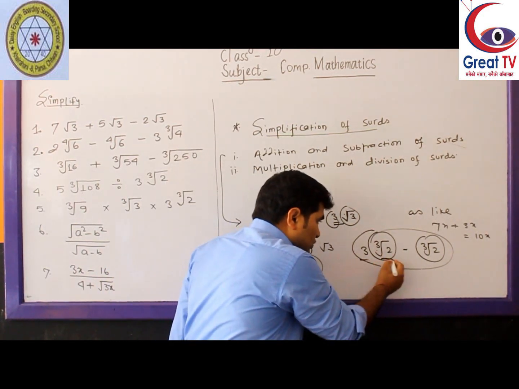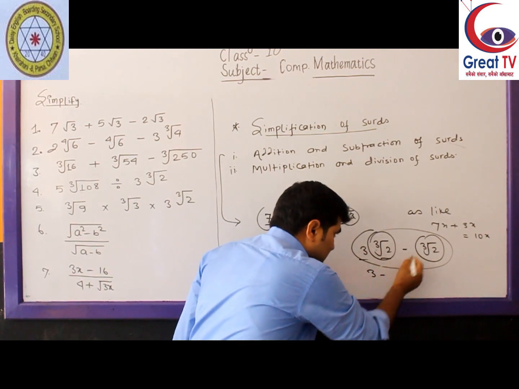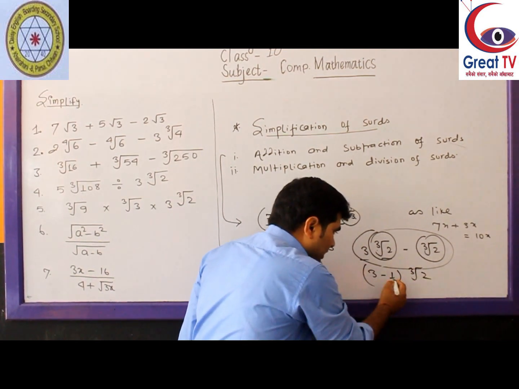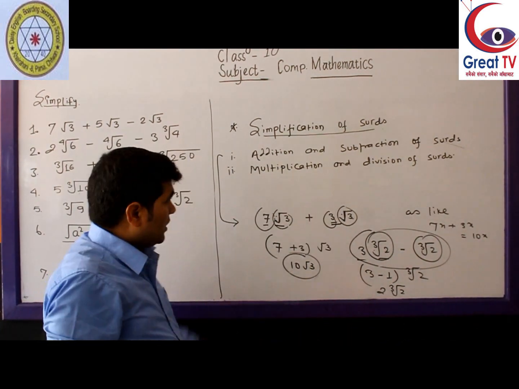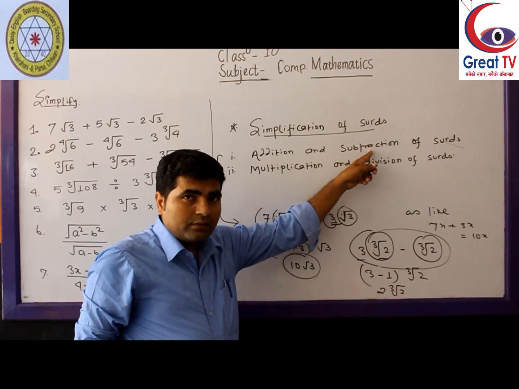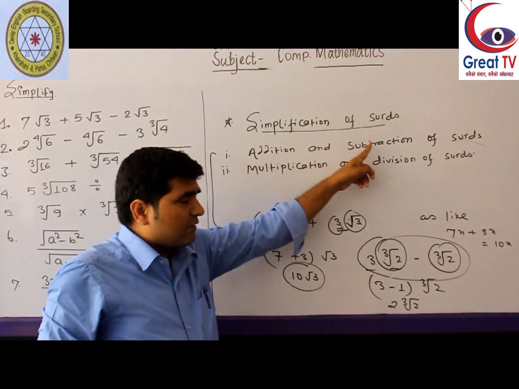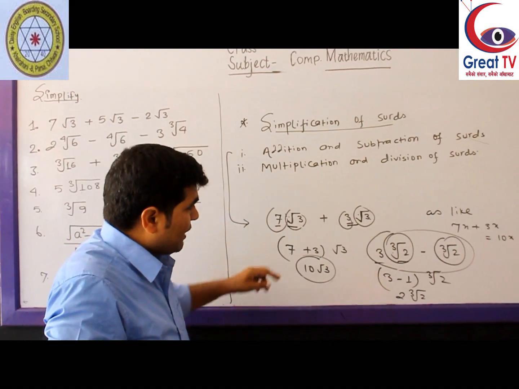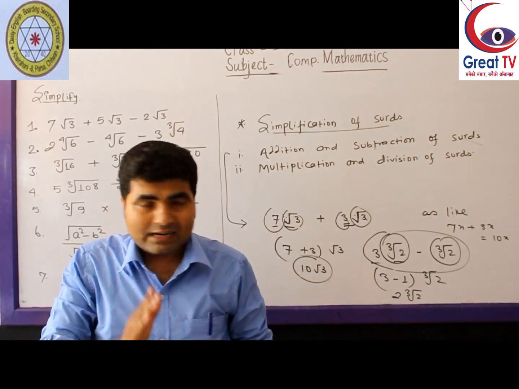The rational factor of these two Surds means the coefficient. That means 3 minus nothing, that means 1 cube root under 2. 3 minus 1, 2 cube root under 2. That's addition and subtraction. We can add and subtract only in like Surds. If you have like Surds, in that case we can add and subtract their rational factors.